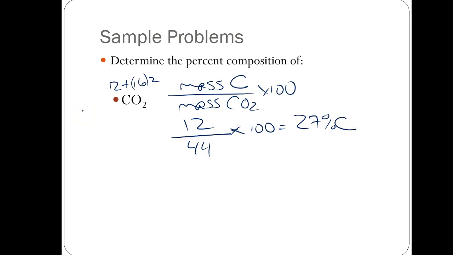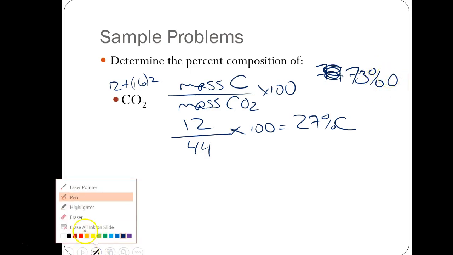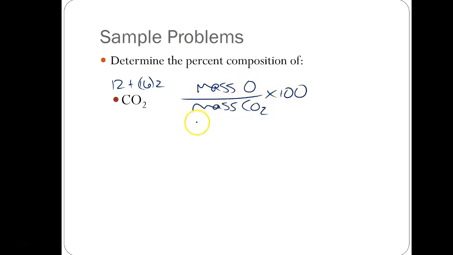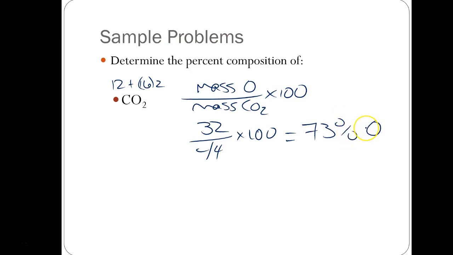Now to find the oxygen, there's two ways to do it. Since the percentages add to 100, I would expect it to be 73% oxygen. Or, I could say, all right, 12 plus 16 times 2, the mass of oxygen over the mass of CO2 times 100 is going to be 32 over 44 times 100. And when I do that, I get 72.7. Guess what? 73% oxygen. So either way you do it, if there's only two elements, you know they add to 100. It gets a little more complicated when they're a little bit bigger.